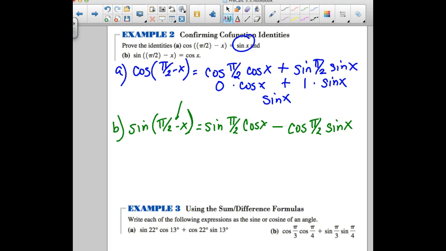All right, simplifying, at pi over 2 our sine is 1, so we get 1 times cosine of x, minus our cosine at pi over 2 was 0, and 0 times anything is 0, so this ends up being just cosine of x, which again is what we were trying to prove.